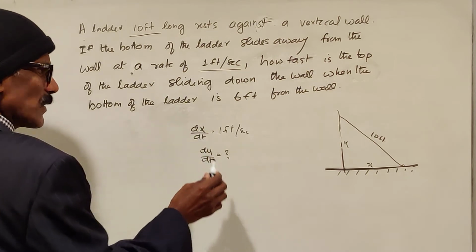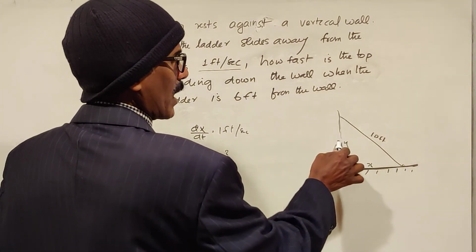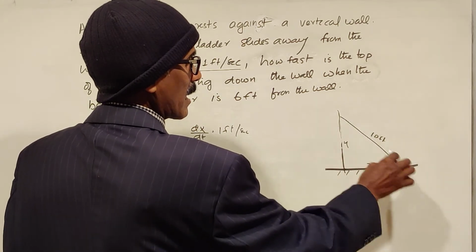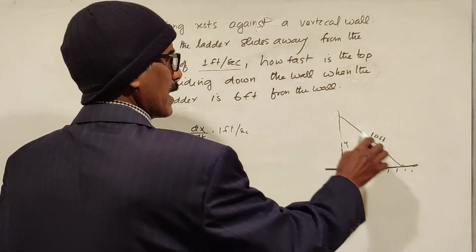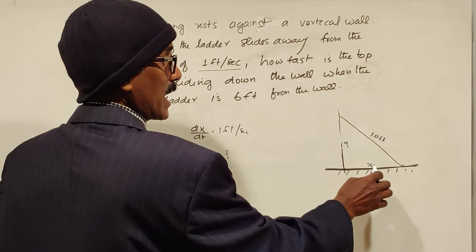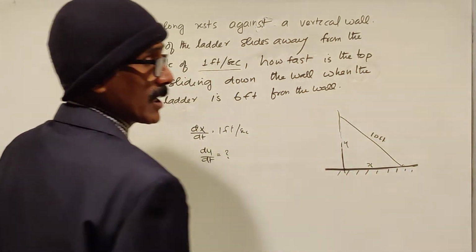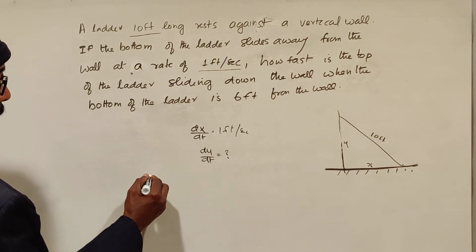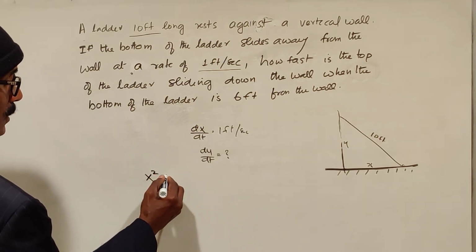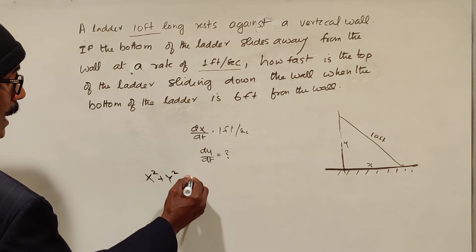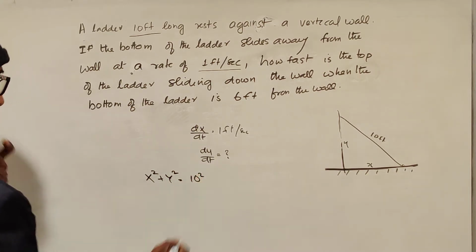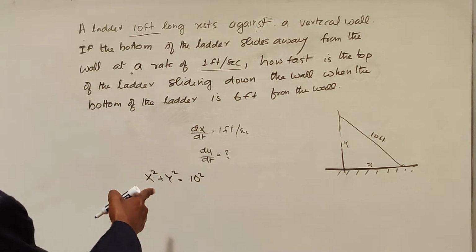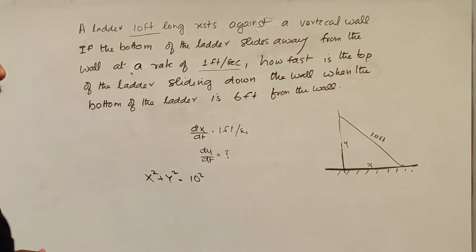Okay, is there any relation between x and y and 10 feet? Do you remember any relation between 10, x and y? This is a right angle triangle, so you can apply the Pythagoras theorem. What is that? Base square plus height square equals hypotenuse square, 10 square. That is the relation. So differentiating both sides. This is an implicit function.